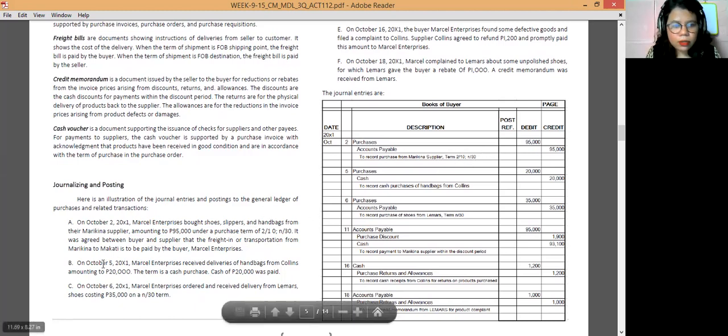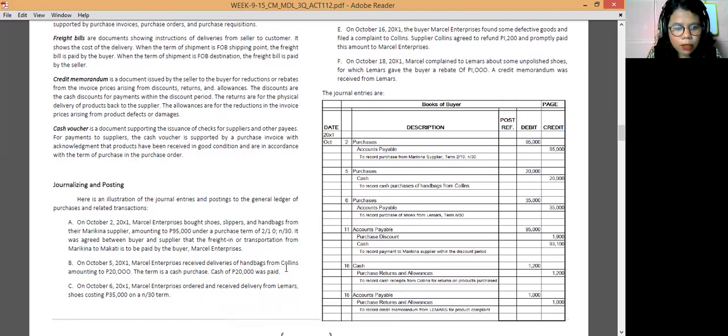Then next, illustration B, on October 5, 20X1, Marcel Enterprise received deliveries of handbags from Collins amounting to 20,000. So the term is cash purchase. So cash of 20,000 was paid. So nagbayad siya ng cash. So purchase natin 20,000, then cash 20,000. So, syempre, nag-less tayo ng cash. So, less yung assets natin. So, dito tayo sa credit. Okay? So, purchases 20,000. So, to record purchase of handbags from Collins.